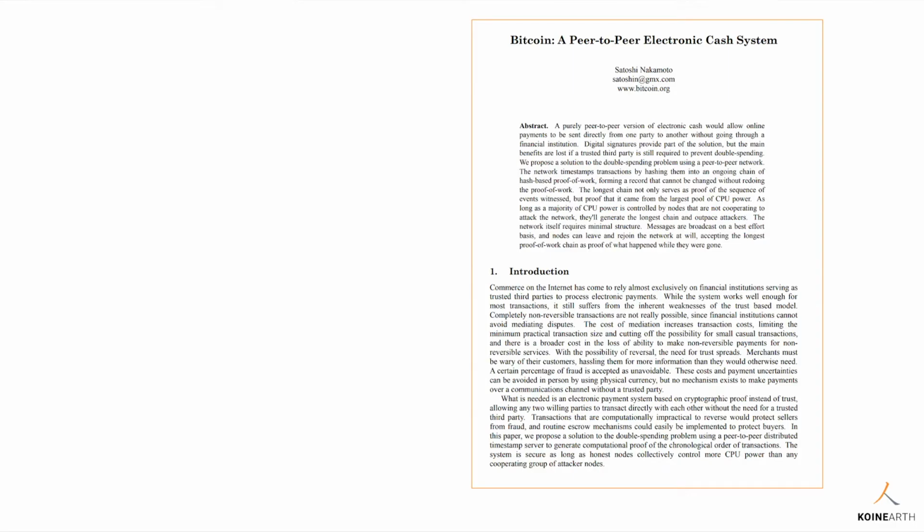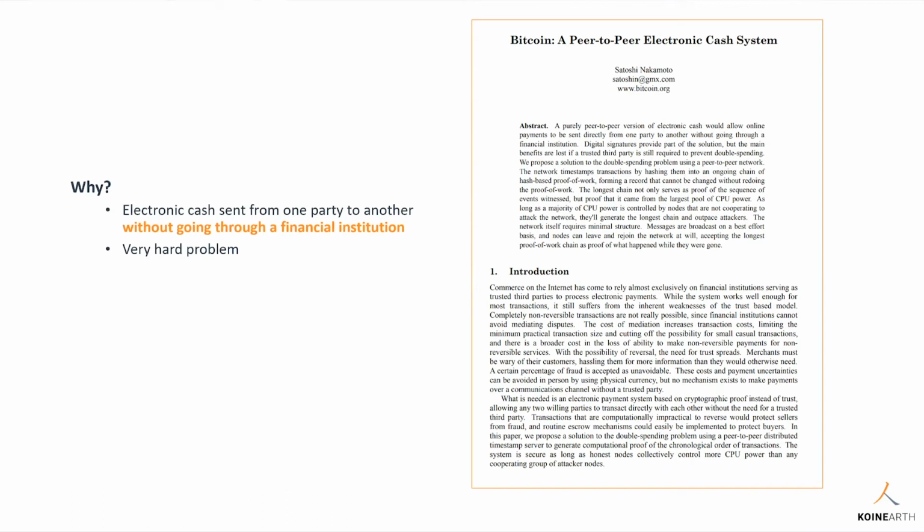And it was in this context that this paper came out, Bitcoin, a peer-to-peer electronic cash system. What was the problem that this paper was trying to solve? Well, given the huge mistrust in financial systems in 2008, the problem that this paper was trying to address was how do you create a form of money or electronic cash which can be sent from one party to another without going through a financial institution.